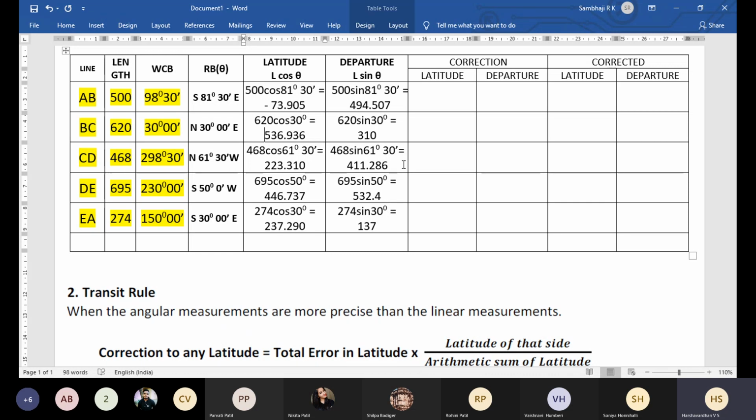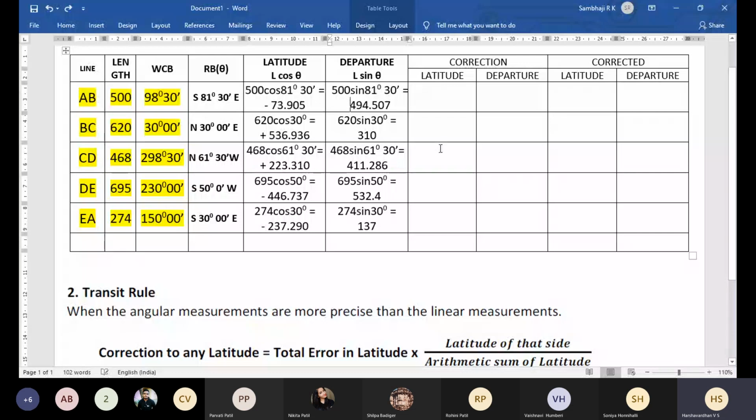Will it be positive or negative? Positive, sir. For BC, it is along north, hence positive. For CD, positive, it is along north. For DE, negative, it is along south. EA, negative because it is along south.